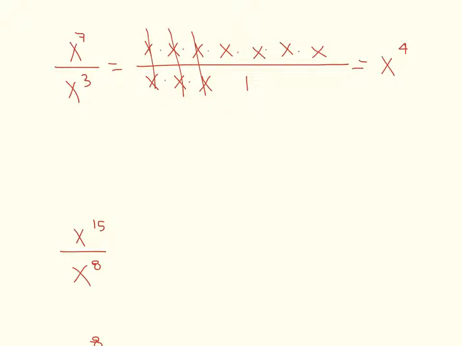Now obviously you don't want to write this out the whole time. So the shortcut, as you could see, is that we're just going to be subtracting our exponents. So we have 7 minus 3, which in fact gives us a 4. So try this. Try x to the 15th over x to the 8th. And very clearly, you don't really want to write this out. That's going to give us x to the 7th.